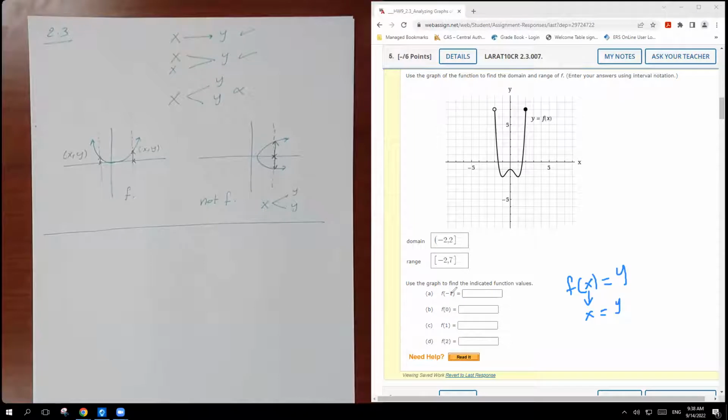So f of -1 means x equals -1. So where is x equal -1? Here is x equal -1. This is x equal -1. Now I need to find the y for this x.